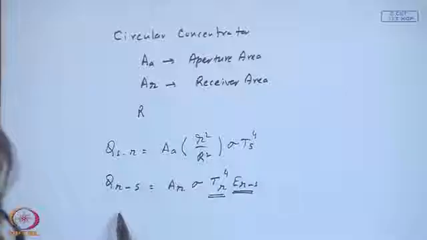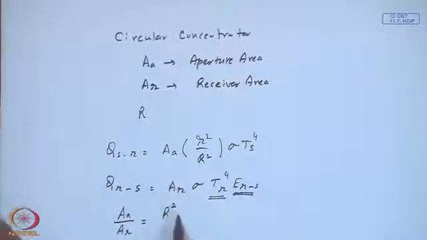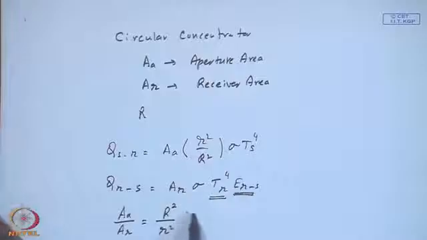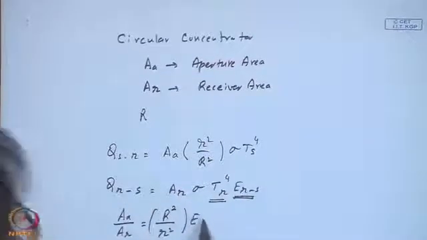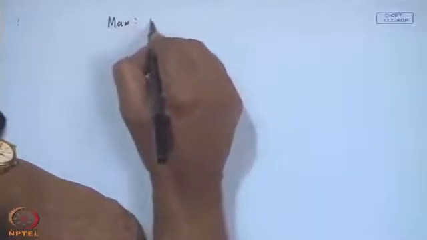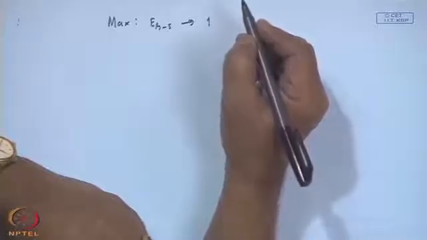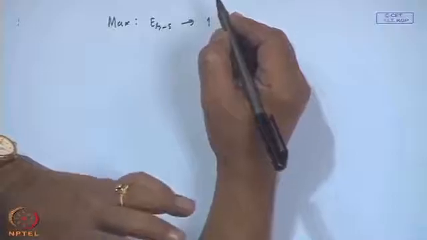So that you have the ratio A upon A r as R squared upon r squared times E r s. That is, under equilibrium conditions, whatever is the solar radiation received by the receiver must be getting emitted back, so that the temperature does not continuously increase. And if you assume maximum value for E r s can be 1, all the radiation emitted by the receiver can reach the sun, nothing more than that.